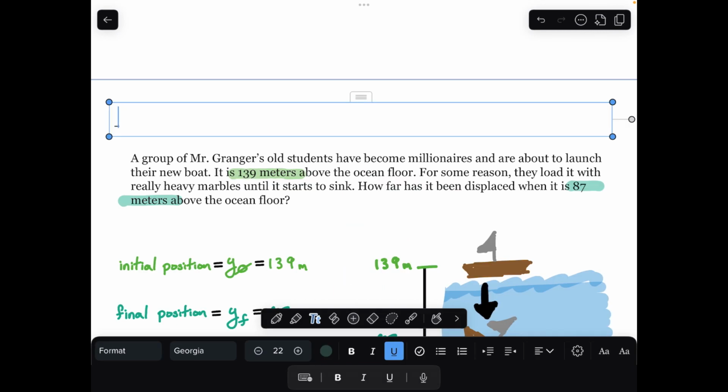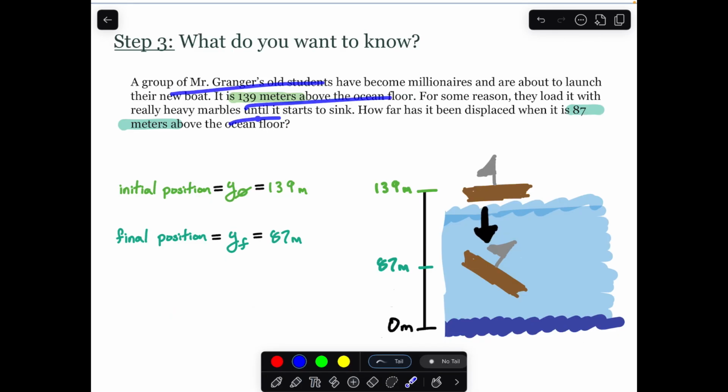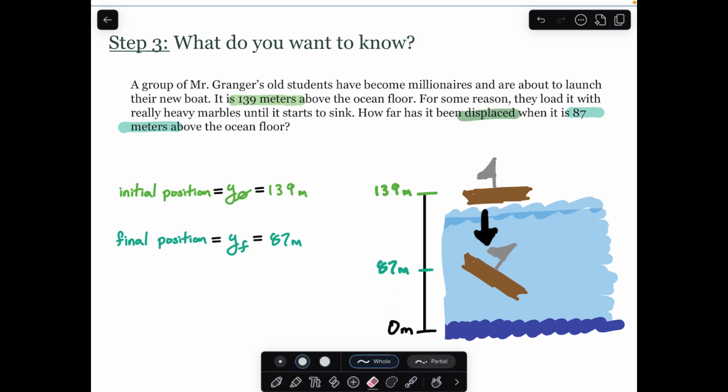Step 3 is, what do you want to know? What is the question asking you for? Last sentence: How far has it been displaced when it is 87 meters above the ocean floor? So here's the question. How far has it been displaced? The thing that we're looking for is a displacement. So what do we want to know? We want to know the displacement.